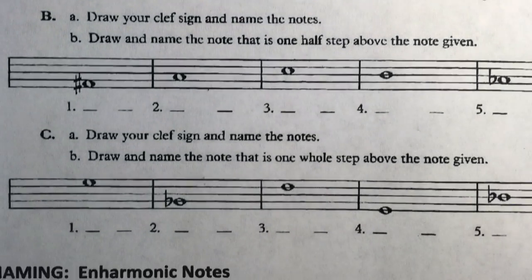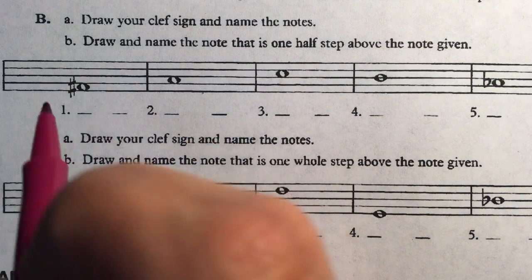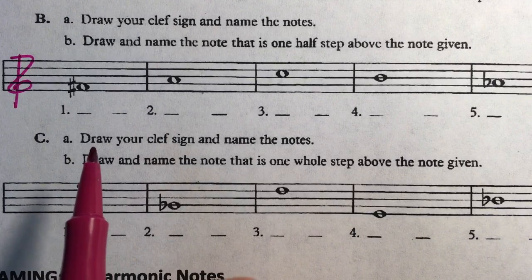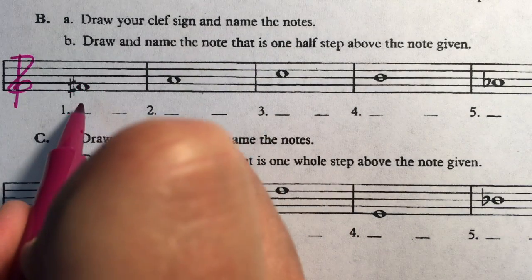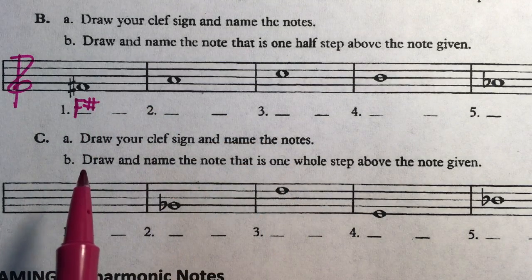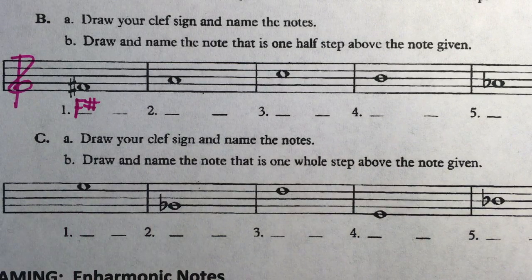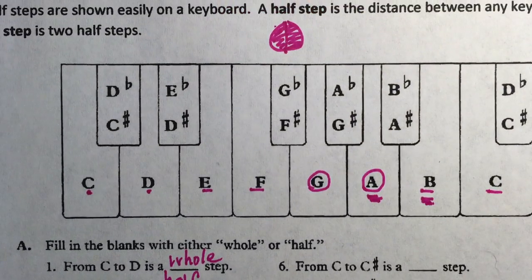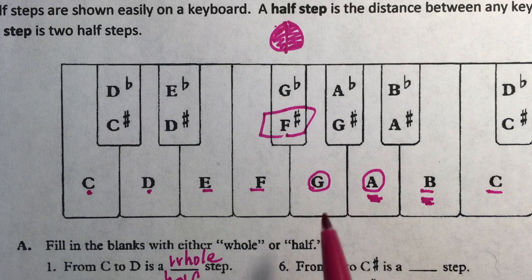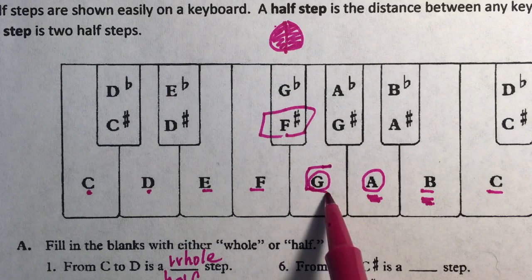Let's look at this down here. Let's do these first ones in treble clef. Name the note first. So this is going to be F sharp. Then name a note that is 1/2 step above that F sharp. So if we go back up to our keyboard, F sharp is here. We want a half step above F sharp. It's going to be G.